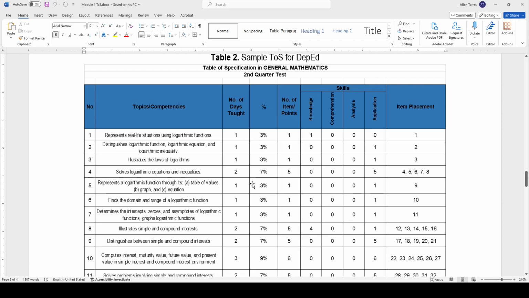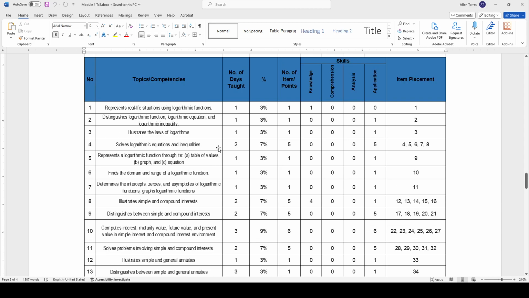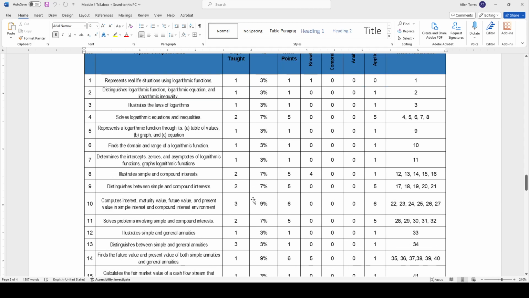Okay? What you need to understand here is itong balance ng number of days taught. Kasi as you can see here, ito, compound number 10, computes interest, etc., etc. Okay? Number of days taught is 3. Ibig sabihin, mas malaki yung percentage niya, as you can see, 9%, compared sa learning competency na 2 araw mo lang tinuro, which is basically only 7%.